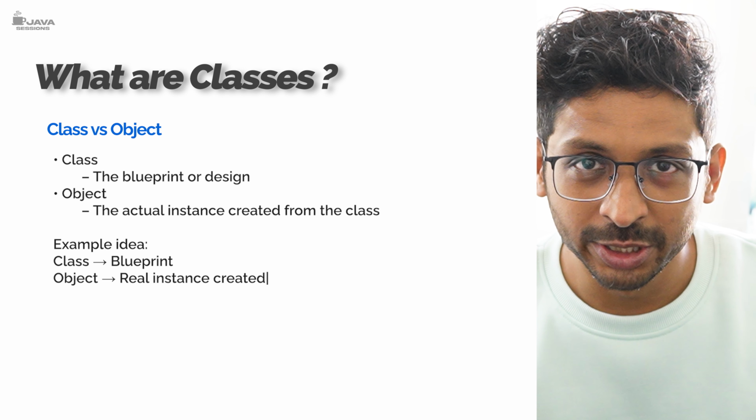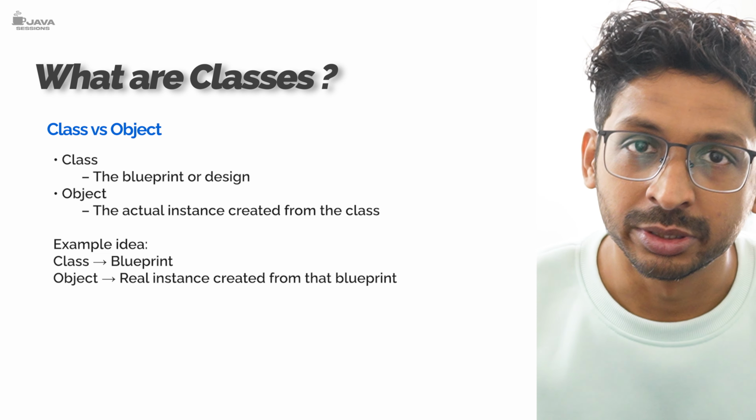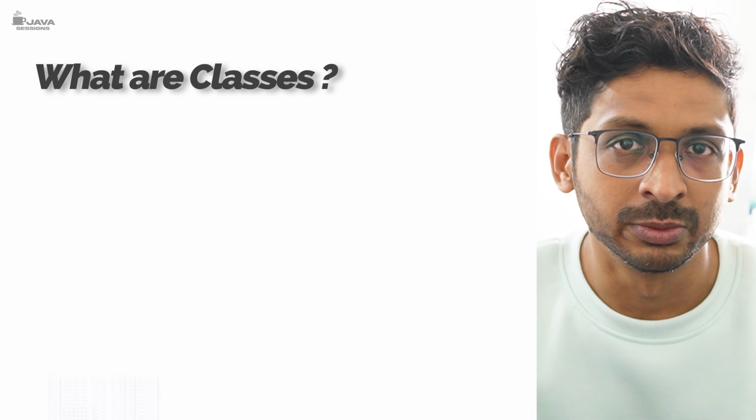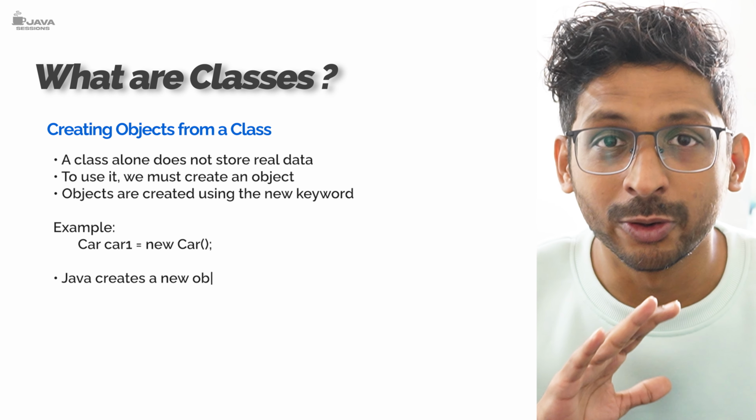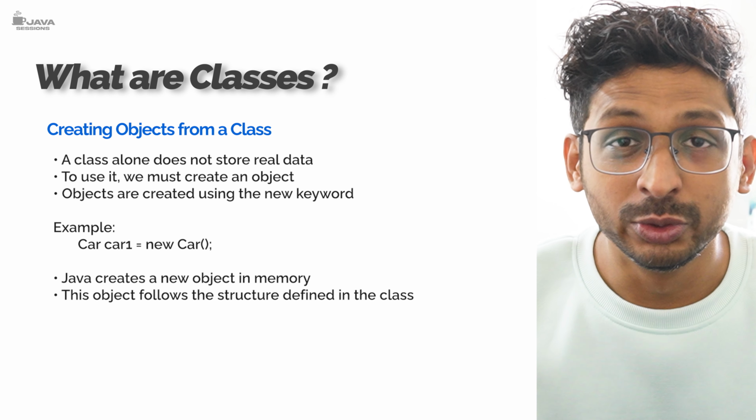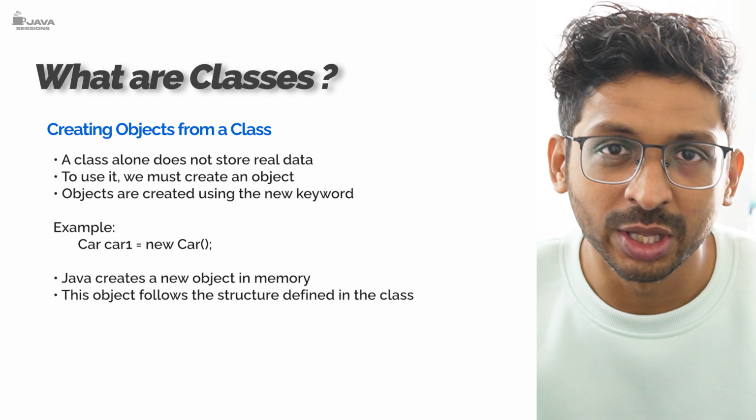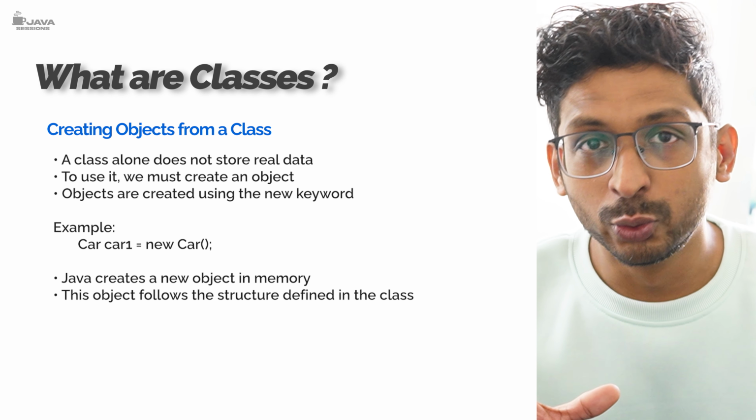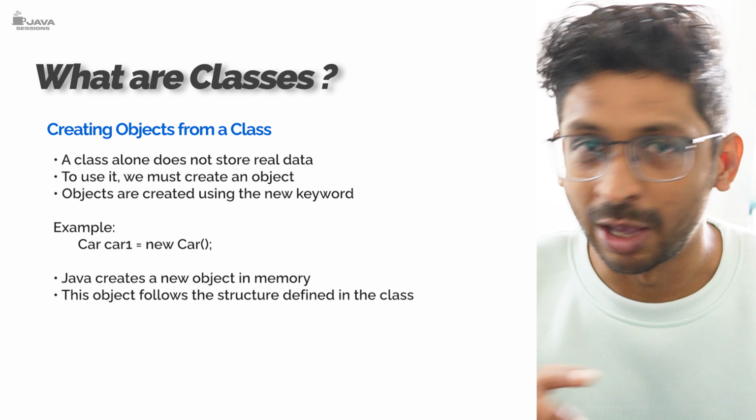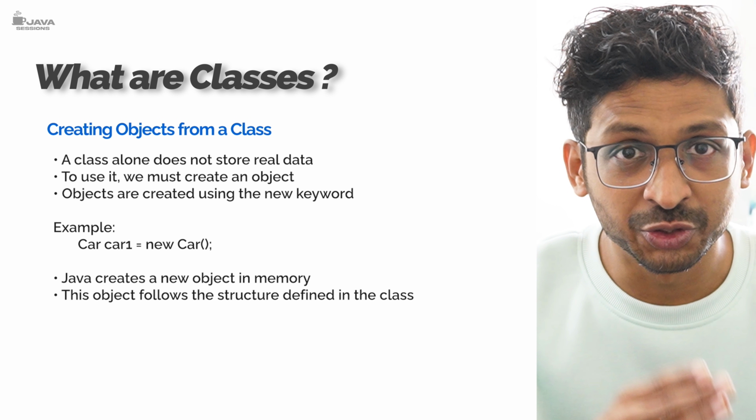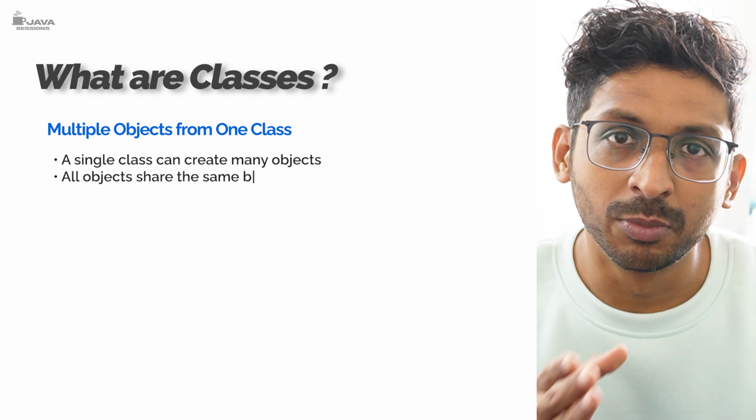A class is a blueprint, whereas an object is something real built out of that blueprint, which has memory allocated to itself. Let's look at the part of the instance creation quickly. A class in itself is not going to occupy any memory. To use it, you need to instantiate that class, that is, create an object out of that class, and you can do that using the new keyword. When you do that, Java creates a new object. This is going to be a runtime instance having its own memory, which is going to follow the structure and the behavior defined by the class. You can create multiple objects from a single class.